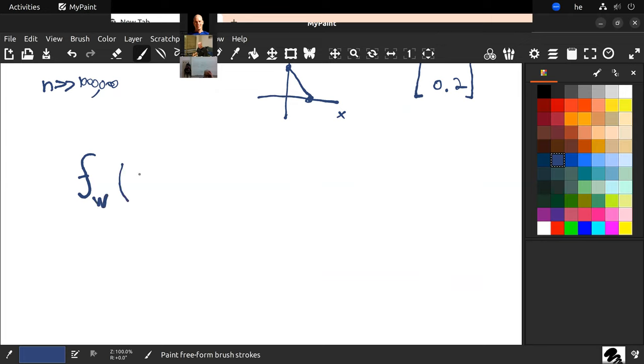And the family is as follows. I stress that x is a vector of very high dimension. And the family of functions is as follows, softmax, right?